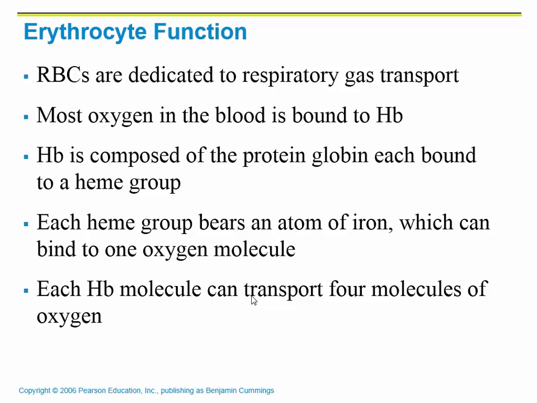And we know that erythrocytes are dedicated to transport gases. So it's going to transport oxygen into the cell and then carbon dioxide out of the cell. And most of the oxygen in the blood is bound to hemoglobin. This Hb is the abbreviation for hemoglobin. And hemoglobin is composed of a protein called globin that is bound to a heme group. And the heme group bears an atom of iron. So if you've ever tasted blood, which I'm assuming you have, it is metallic in taste. And then each hemoglobin molecule can transport 4 molecules of oxygen throughout the body.